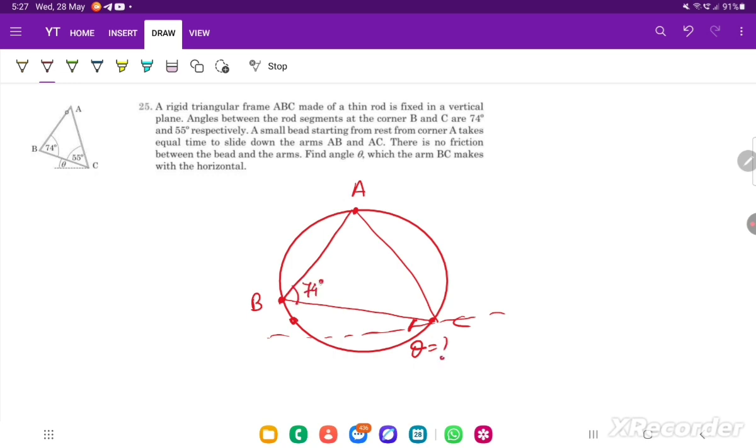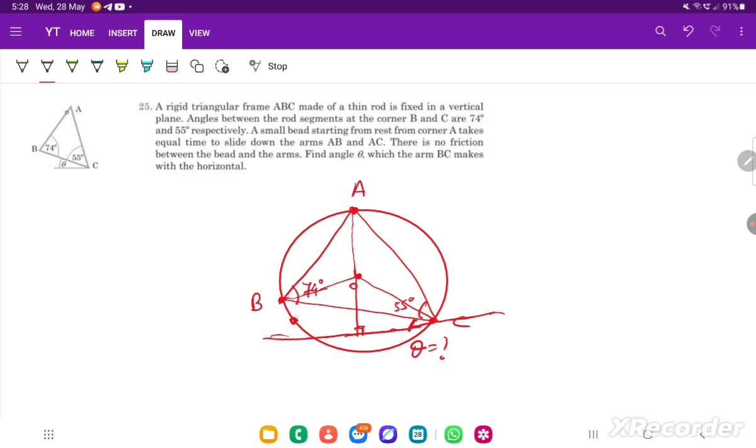Angle ABC is 74°, angle ACB is 55°. This is the center of the circle. Let me mark it as O. And I am also joining all the vertices with center O. And this one is perpendicular to the horizontal, because I have assumed that A is the topmost point of this vertical circle. So AO will be perpendicular to this line. This is the horizontal line as shown in the question. So this angle is 90°.